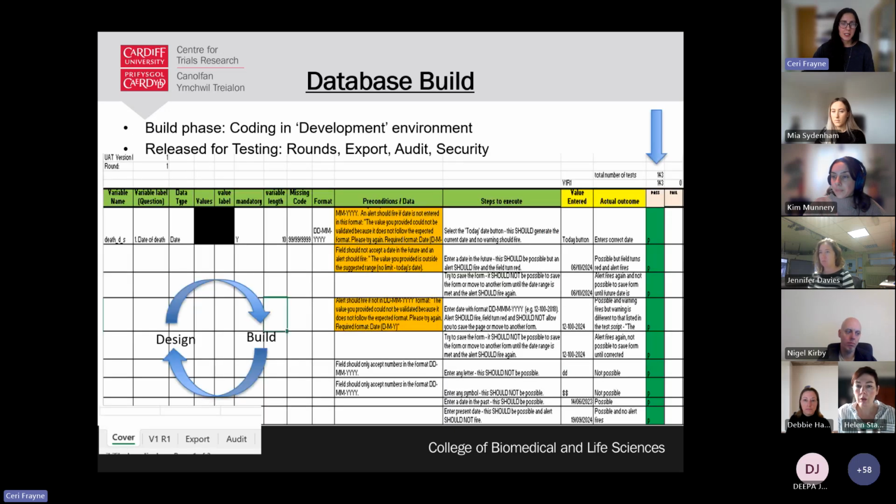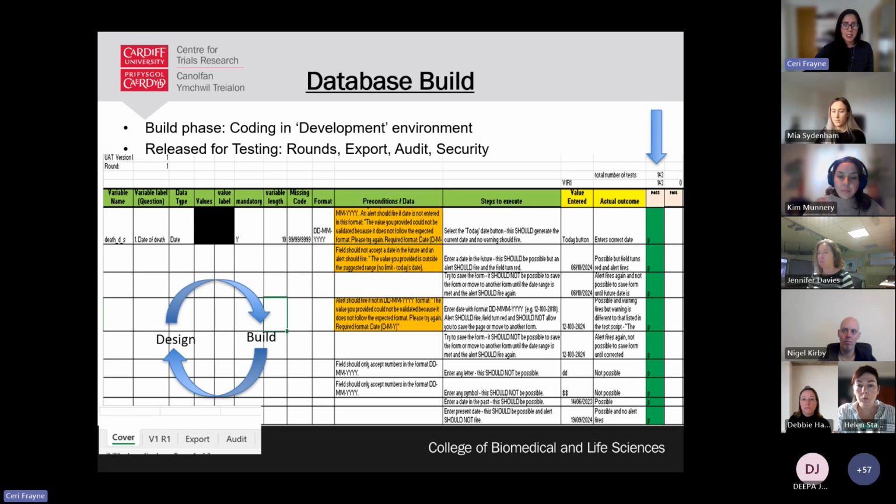So when the design phase is completed, the metadata is sent to the CTR database developer. All coding and development occurs at the build stage, which is undertaken in a restricted access development environment. When work is released for testing, it's deployed via a test environment, and testing is recorded on a test script template. Formal user acceptance testing is completed when all data fields, export, so checking the data entered matches what comes out, audit, so this is checking the data changes export and record a reason for change, and security tests, so user access, is set to pass.